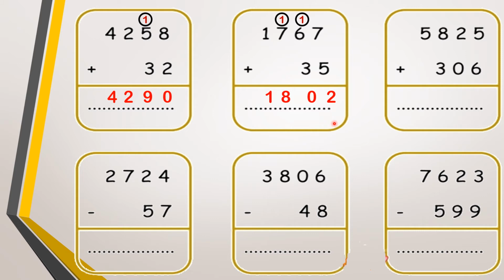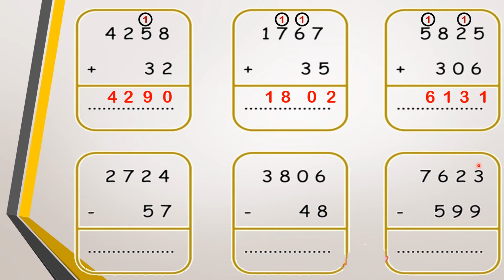I have 1,802. 5 plus 6 is 11, so I will put 1 and carry up 1. 1 and 2 is 3, so I'll put here 3. 8 plus 3 is 11, so I will put 1 and carry up 1. 1 and 5 is 6, so I will put 6 in thousands.